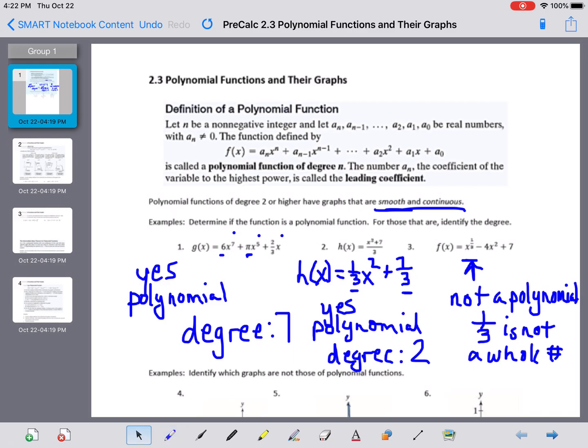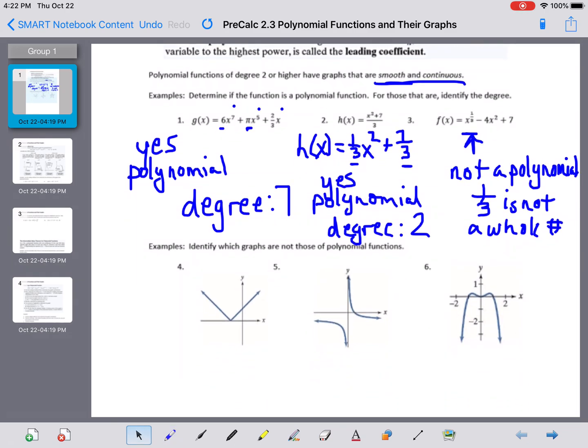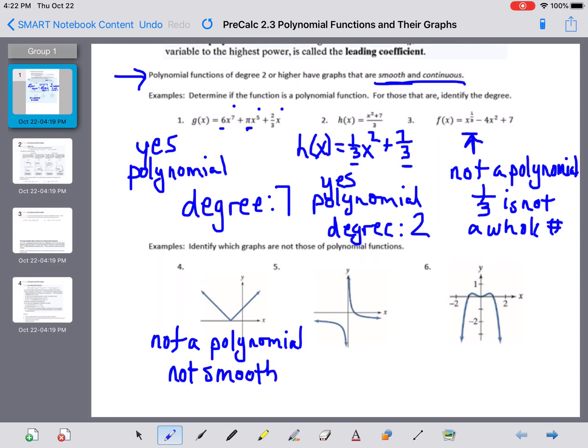All right, moving on to the graphs. So I don't want to go too far because I want to make sure I keep this note right there. Up here we said polynomial functions of degree 2 or higher have graphs that are smooth and continuous. So is number 4 a polynomial? And I would say not a polynomial, and the reason is it's not smooth, okay? And if you remember, that's an absolute value function, and that's not a polynomial.